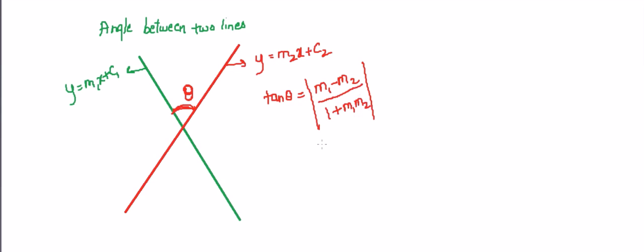Now, say for example, the equation is given as there are two straight lines. The first straight line is given as x plus 3y equals 5.